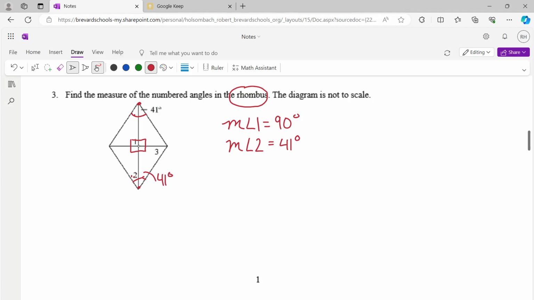So now we've got a right triangle here. One angle's 90, one angle's 41, and we need the measure of angle 3. So the measure of angle 3 is equal to 180 minus 90 minus 41. And 180 minus 90 minus 41 is 49 degrees.